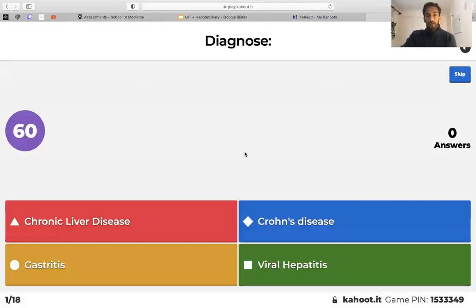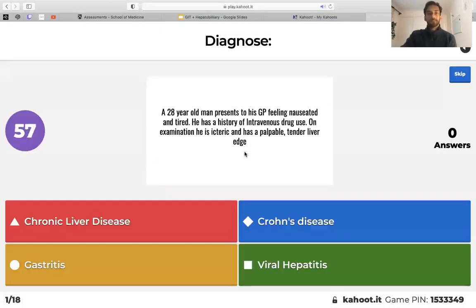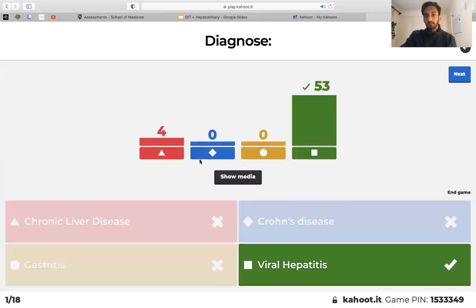All right, so give us a diagnosis for this condition. Actually, we'll turn the music up a little bit. Cool. Awesome. Okay, nice. Looks like I kept it pretty easy.